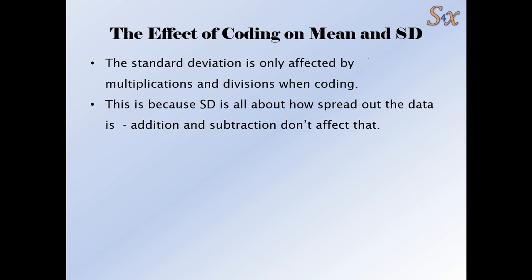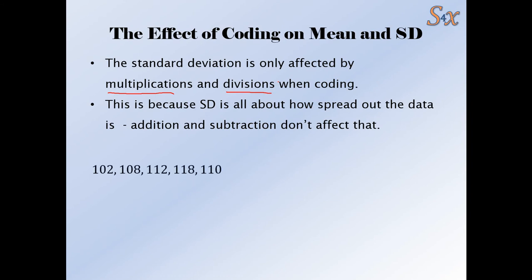If I take some data and add 100 onto all the values, the data is still exactly as spread out as it was before. It's just a bit higher up. It's all moved up by 100. How spread out it is hasn't been affected. It's the same if I subtract numbers off it. However, if I multiply or divide, it will be affected, because if I multiply, things tend to get more spread out. If I divide, things tend to get less spread out. So your standard deviation is only affected by multiplications and divisions, not additions and subtractions.